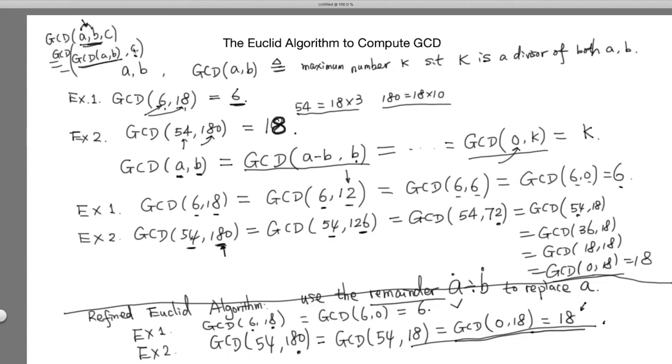If I want to compute the GCD of 4 numbers, you can first compute the GCD of 3 numbers, and then compute the GCD of that result with the 4th number. And that algorithm can be done recursively. And that's the end of this lecture.